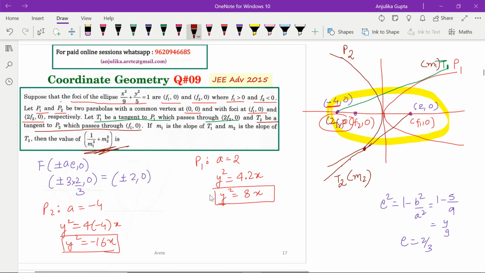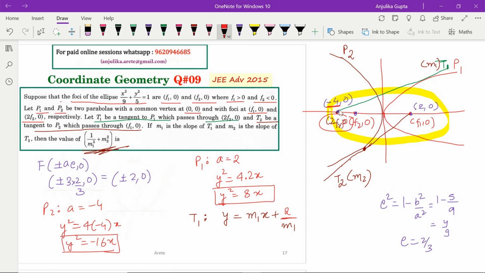So let's write T1 equation. How does it look like for a parabola? It looks like this, right? y is equal to what? The slope of the tangent is m1, m1 x plus a by m1. You know that. What are you going to do? Replace a, right? Because you know a is 2 here.